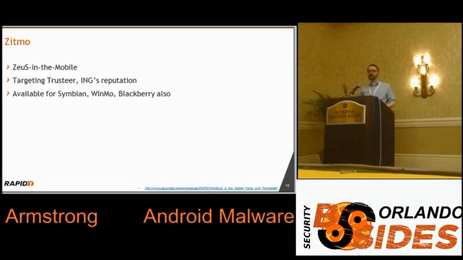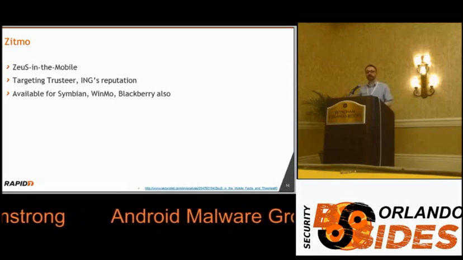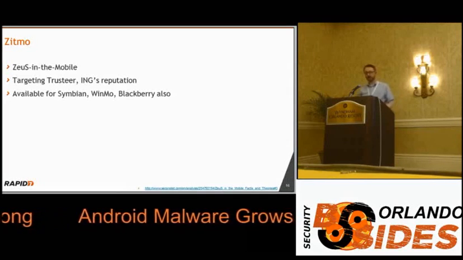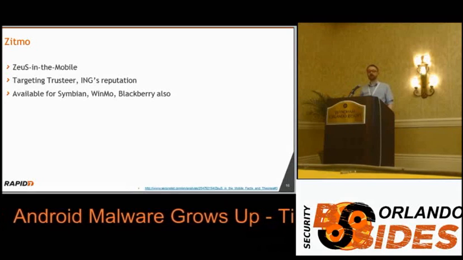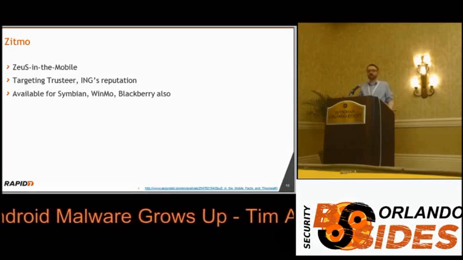And what that number is called that gets sent to the phone is called an mTAN. It's a mobile transaction authentication number. So what the guys that were coding Zeus figured out is, well, why don't we just infect the phones too?